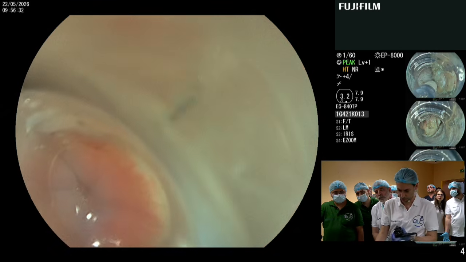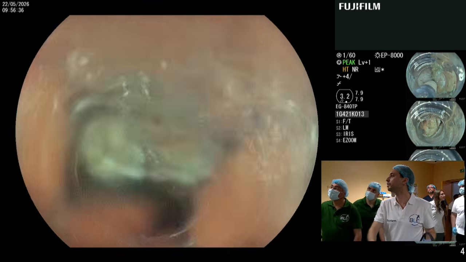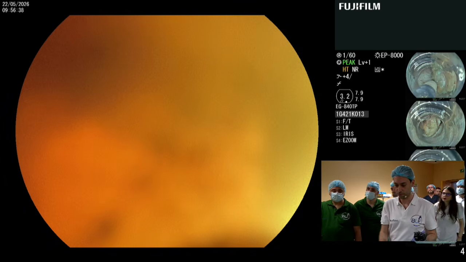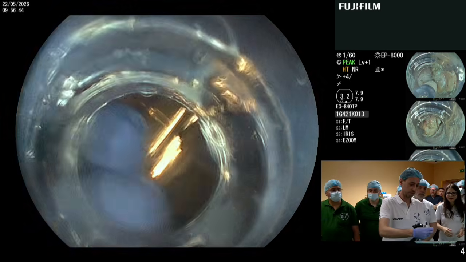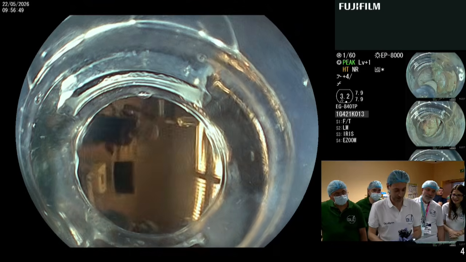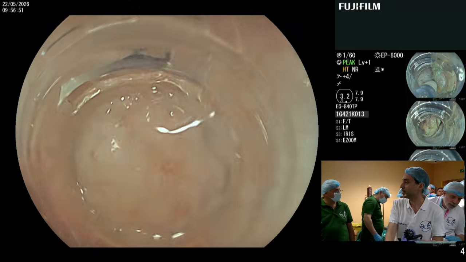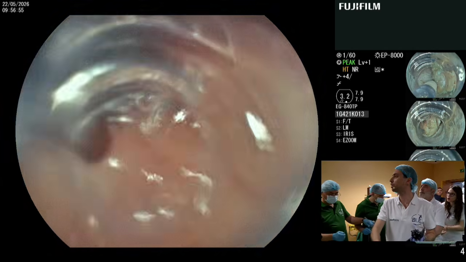It's lost. It's detached. Here it is. Yes. Okay. So, you just saw an intentional perforation. Let's close it. Then let's check the abdomen. It's good. We will puncture at the end of the procedure.